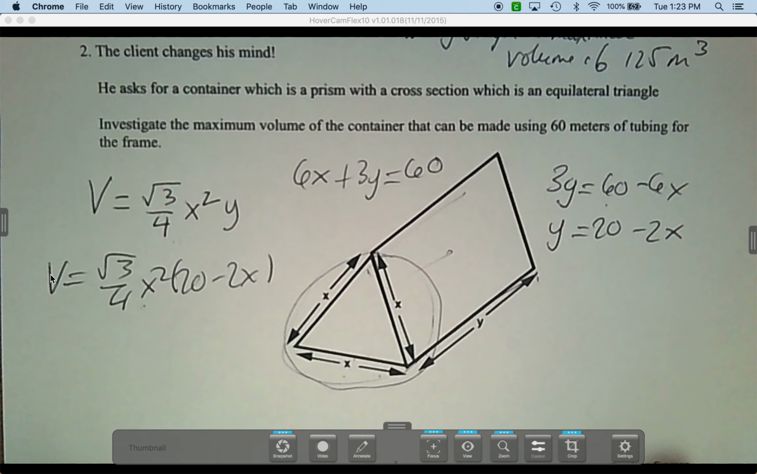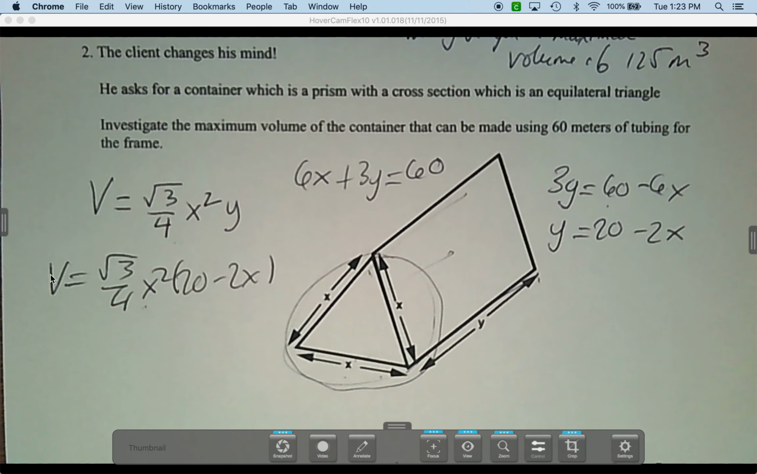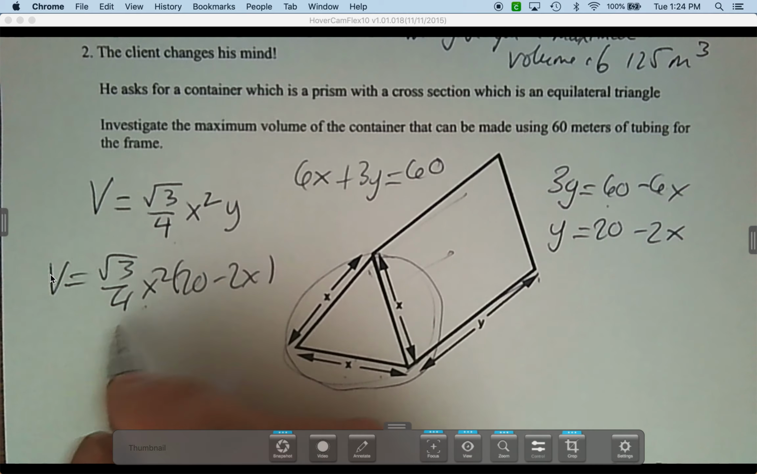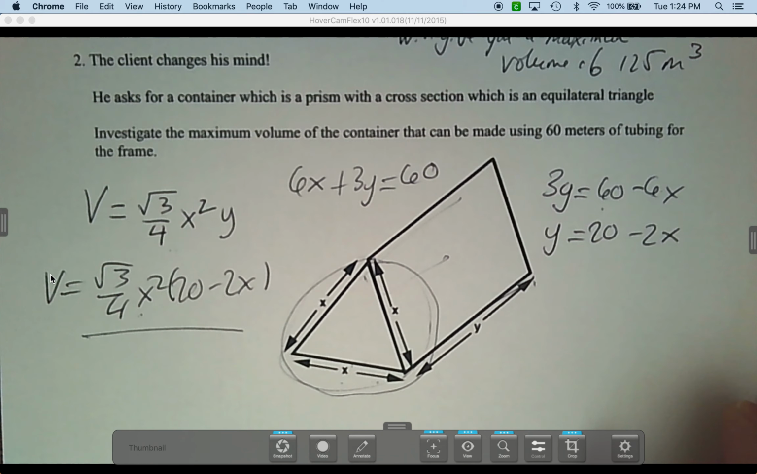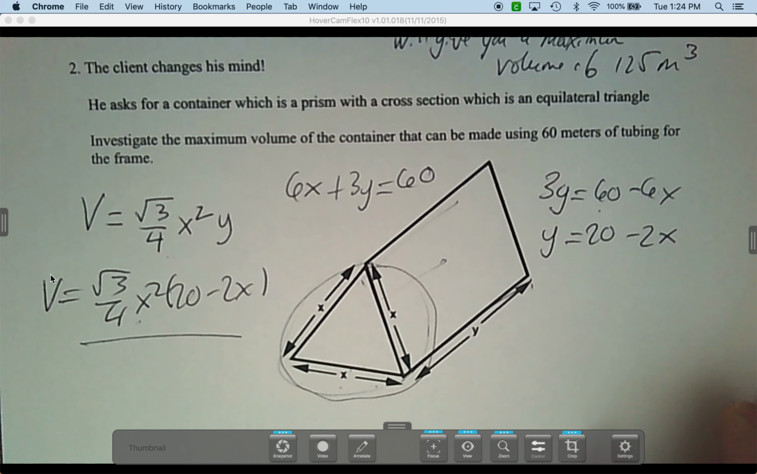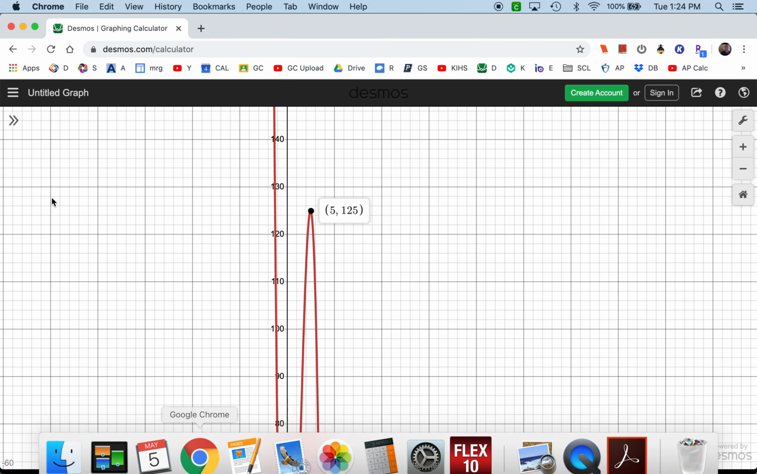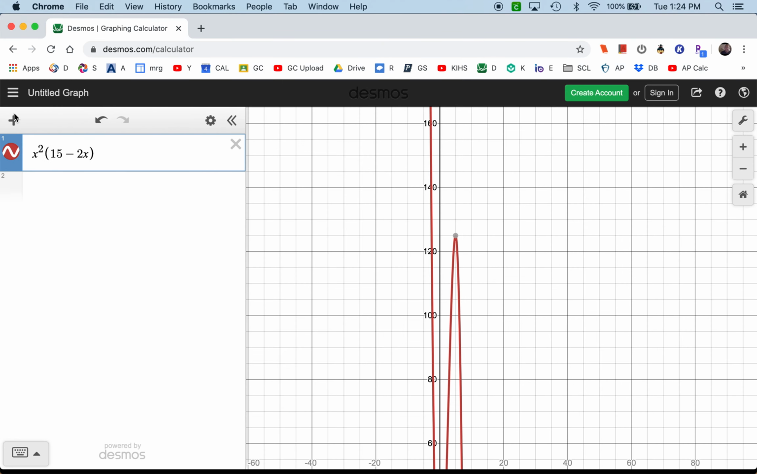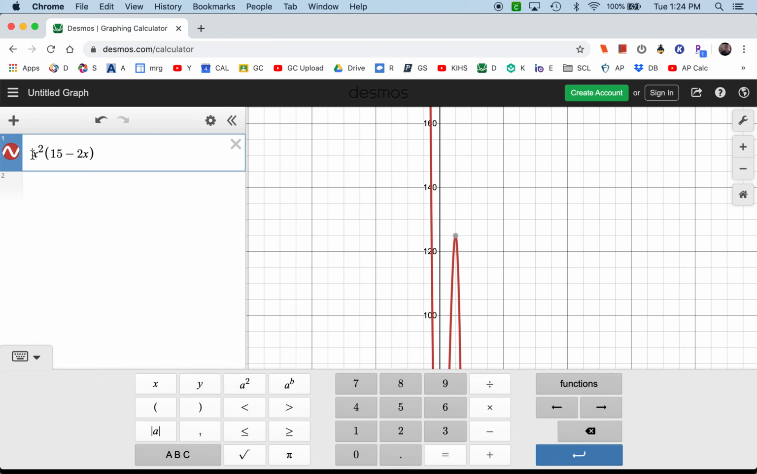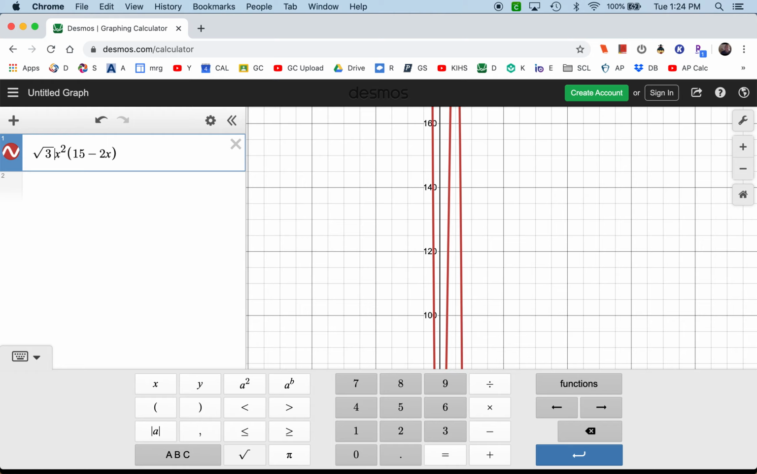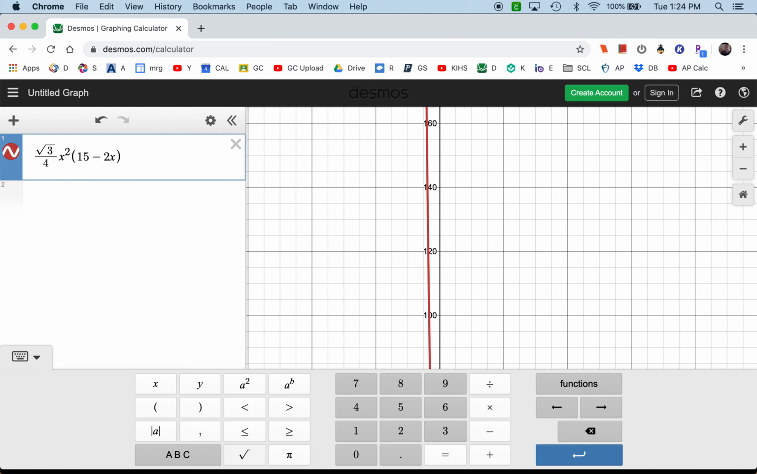Now about the second part here. On the second part, we're going to change the equation to that and see what the answer is. So let's go back to Desmos. I'm going to type that in. So I want the square root of 3, and I'm going to move my cursor over and then the divide sign over 4, x squared. And then inside here is 20 minus 2x.